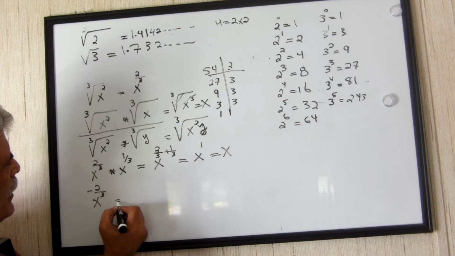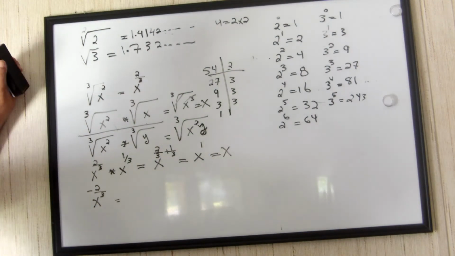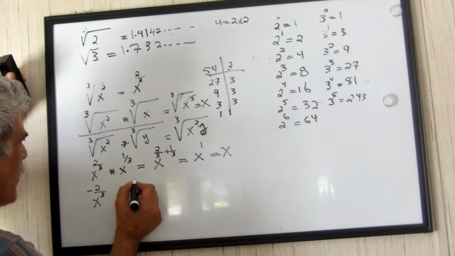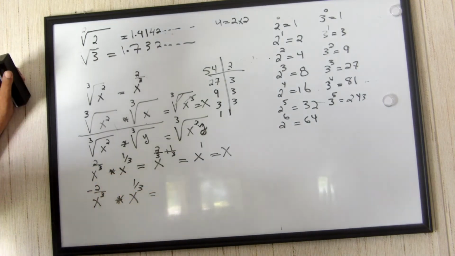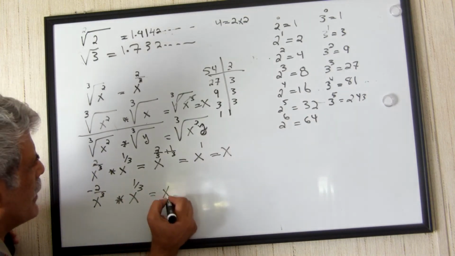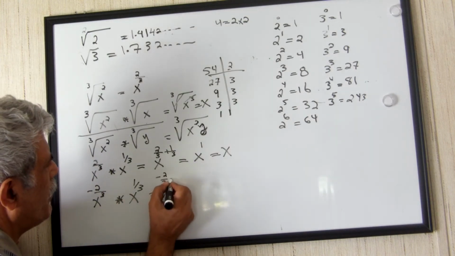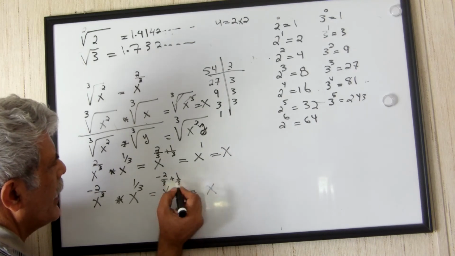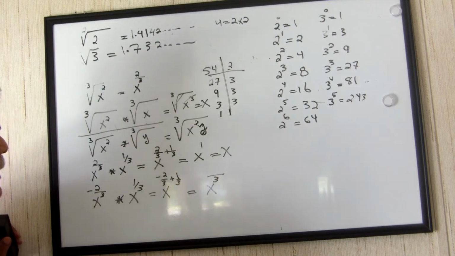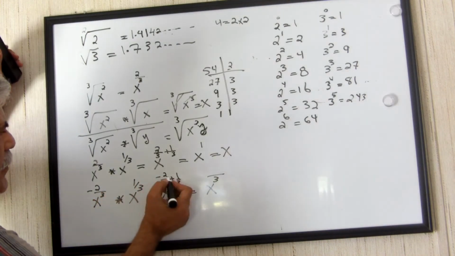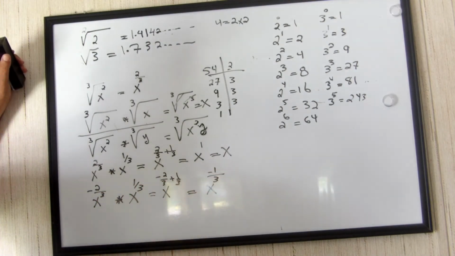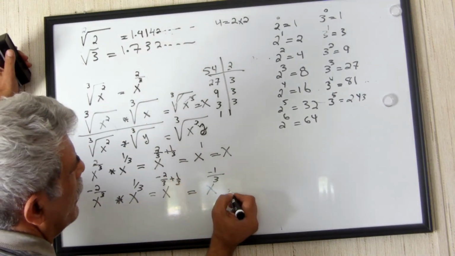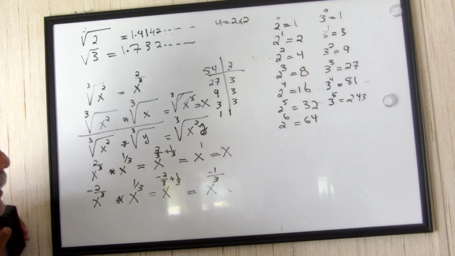What does that mean? Let me take x to the power of the same thing, 1 over 3. It means x to the power of minus 2 over 3 plus 1 over 3. We write the denominator, and when we add these numerators, minus 2 plus 1 is going to be minus 1. So it's x to the power of minus 1/3. And that is the way.